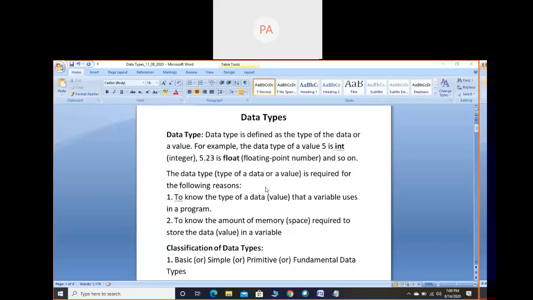If you consider calculators, small letters, those things are different. Okay, so we have to know what type of data, what type of value we are giving for the computer. To know the type of the data that a variable uses in a program, values are stored in a variable. So for a variable, we should tell which type of data we are giving. Next thing is to know the amount of memory required.